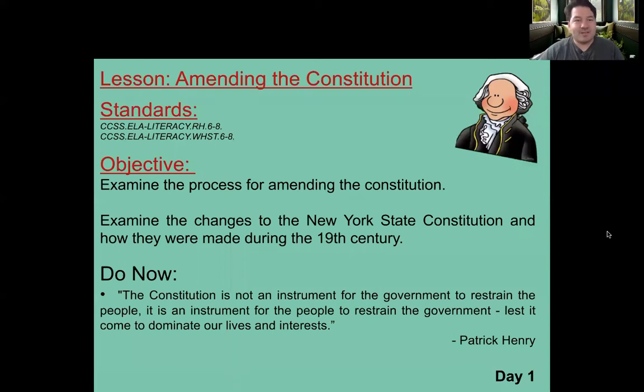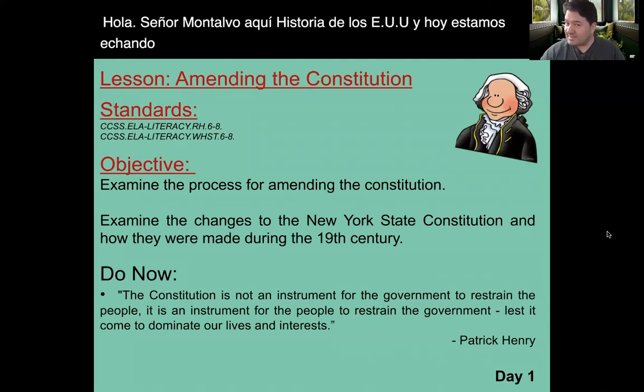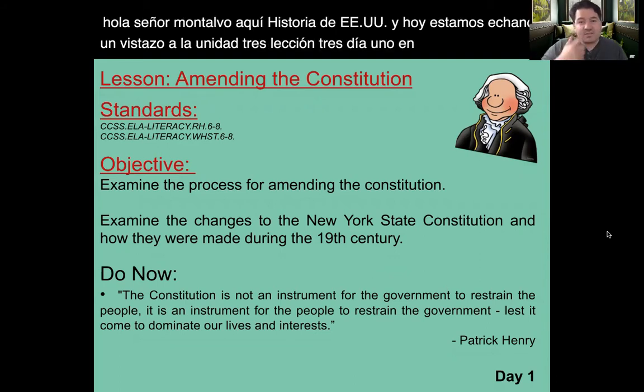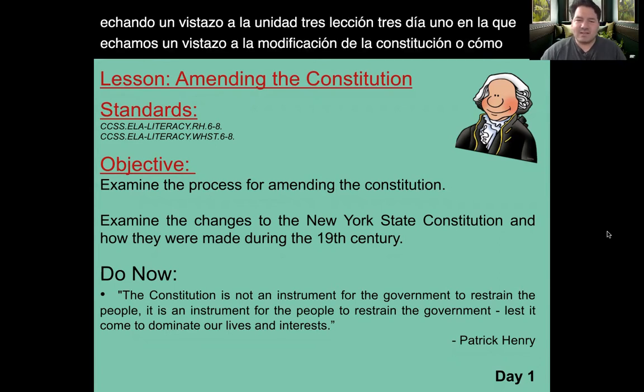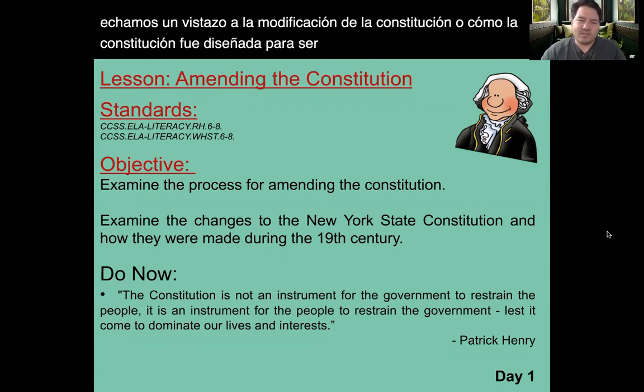Hello, Mr. Montalvo here, US History, and today we're taking a look at Unit 3, Lesson 3, Day 1, in which we take a look at the amending of the Constitution, or how the Constitution was designed to be amended, focusing on that ability to change over time.